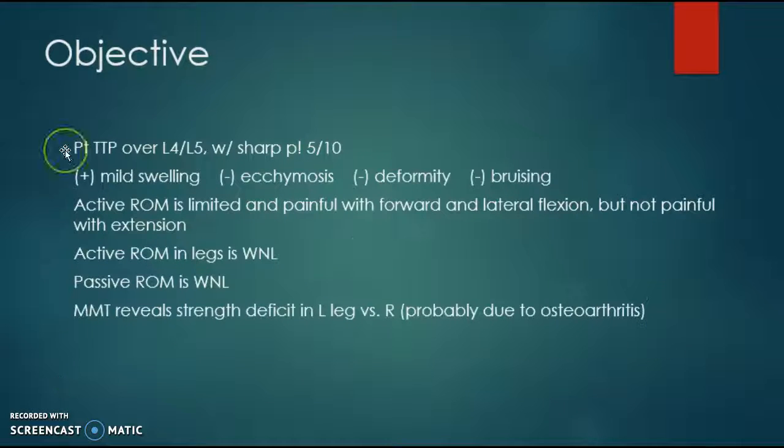The patient is tender to palpation over the L4 and L5 spinal vertebrae with a sharp 5 out of 10 pain. The patient has some mild swelling, no ecchymosis though, no deformity, and no bruising. Her active range of motion is limited and painful with forward and lateral flexion, but not painful with extension. The patient has active range of motion in her legs. It's within normal limits, as well as the passive range of motion. Manual muscle testing reveals strength deficits in her left leg versus her right, which I surmise is due to the osteoarthritis in her knee.